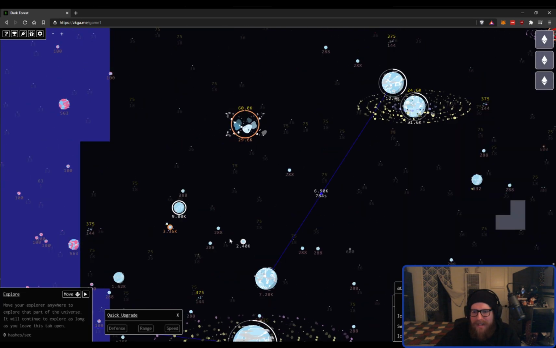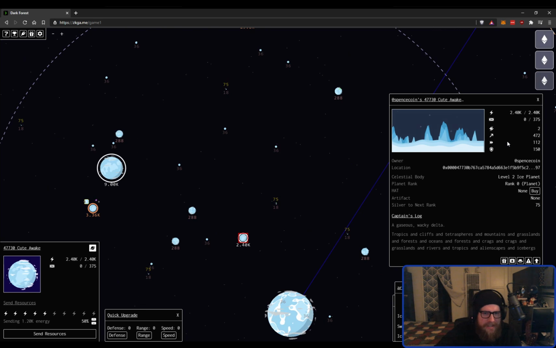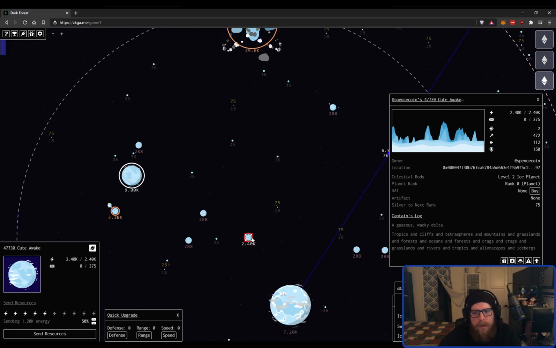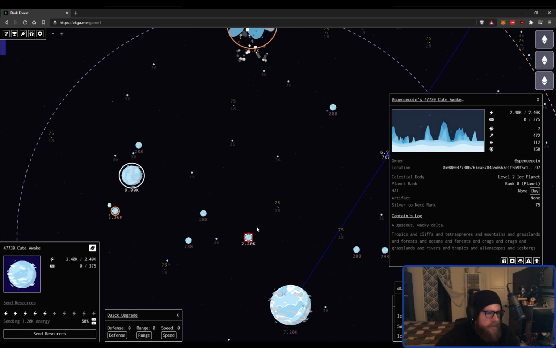Okay, so back to the stats. The next stat is the speed, and this is also pretty self-explanatory. It's the rate at which your fleets or your energy can travel. So if you were to send energy from a planet with 100 speed and a planet with 200 speed, the planet with 200 speed would get there twice as fast, essentially. That's all it means.